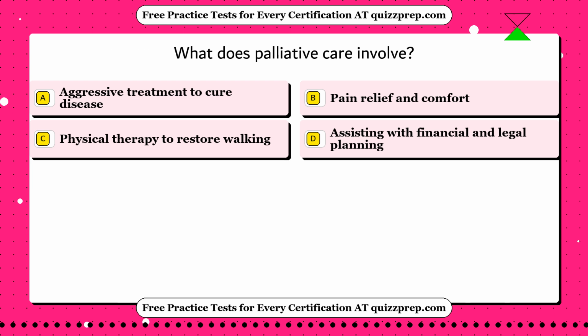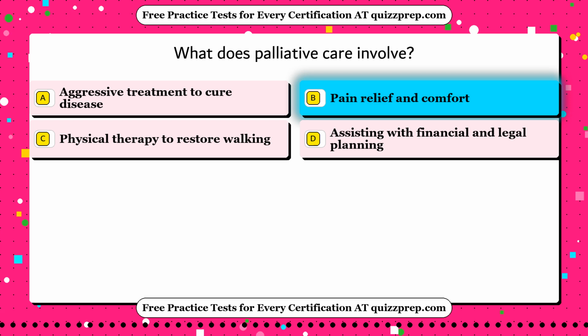Question 45. What does palliative care involve? Option A. Aggressive treatment to cure disease. Option B. Pain relief and comfort. Option C. Physical therapy to restore walking. Option D. Assisting with financial and legal planning.